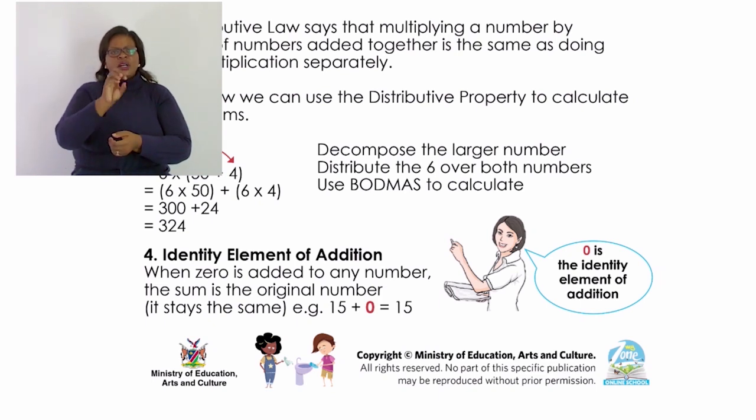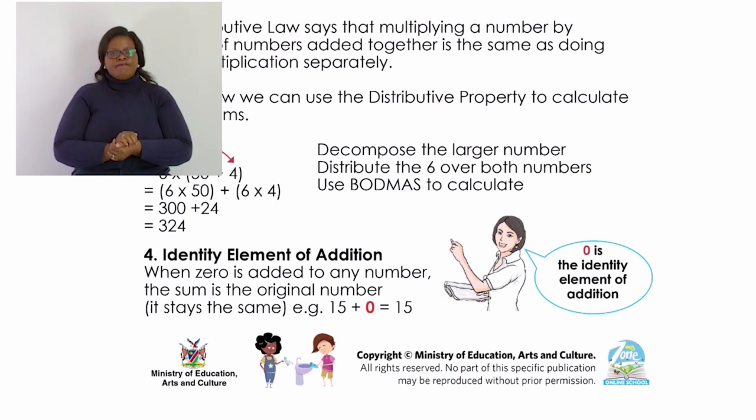Decompose the larger number, distribute the 6 over both numbers, use BODMAS to calculate. So that is just the explanation or the steps that one has to use to get to the final answer. The 3 statements are just steps or guides to show you how to get to the last number or to apply that property.